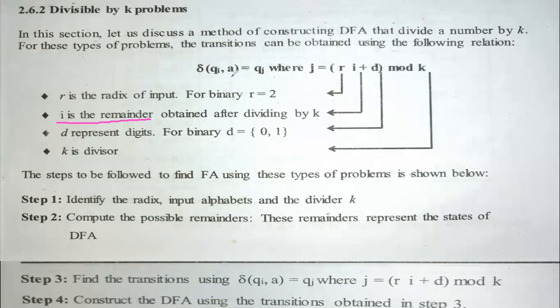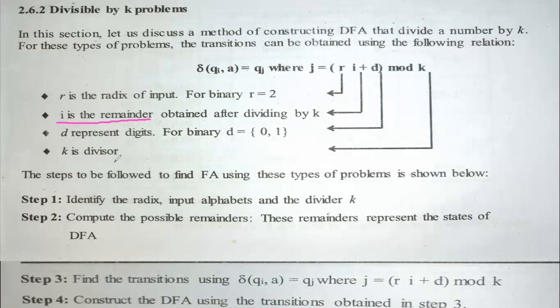Actually, we are using 0 and 1 exactly. For your understanding's sake, we are writing it as A. So here is the explanation regarding each and every value we are having. R is the radix of input. For binary, R will be equal to 2. I is the remainder obtained after dividing by K. Then D represents digits. For binary, D will be equal to 0, 1. K is the divisor.